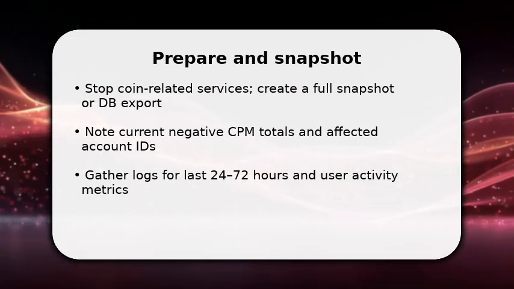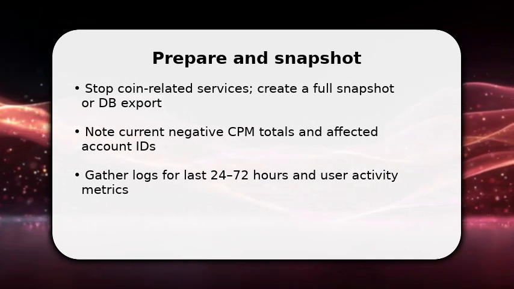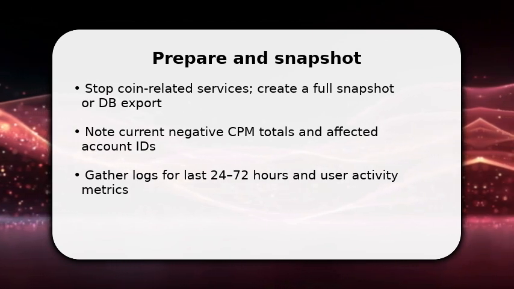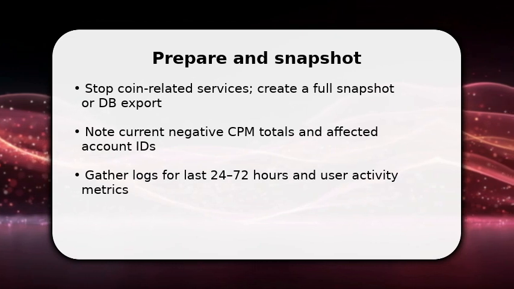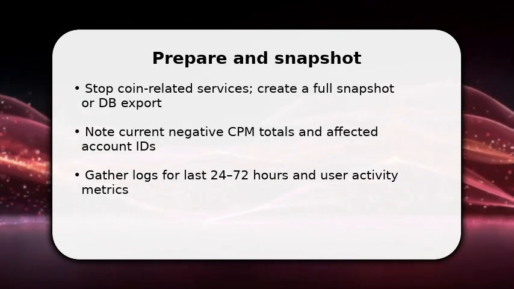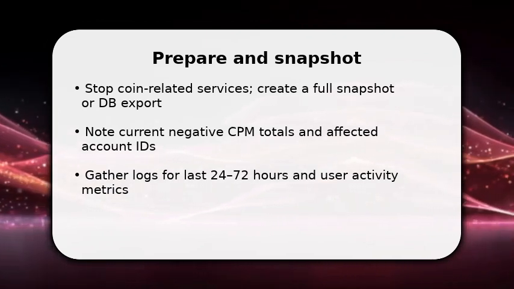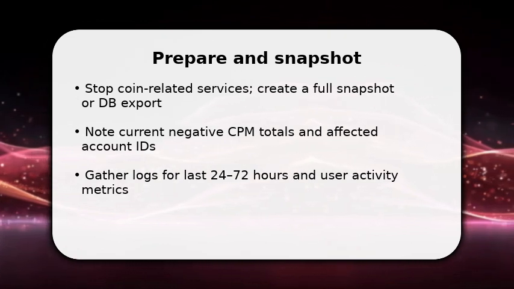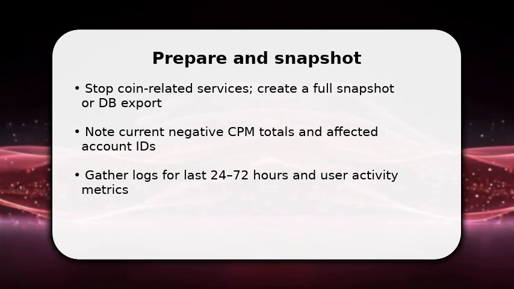You begin by halting any processes that write coin balances, then take a complete snapshot of the DB and file system so you have a rollback point. Once done, you record the exact negative coins CPM values and list affected accounts to scope the fix. Make sure to collect logs for the last 24 to 72 hours and any transaction traces. This helps identify timing and root cause. Do not proceed without a verified backup and a clear error window.